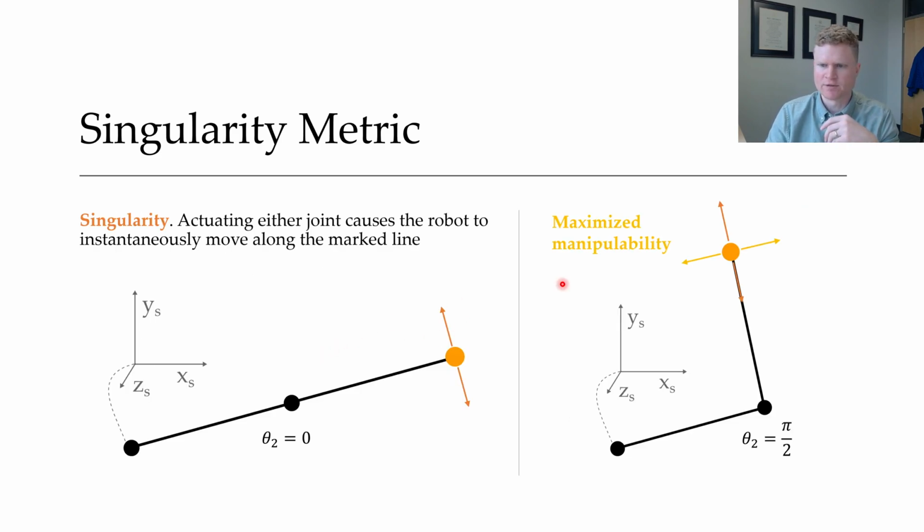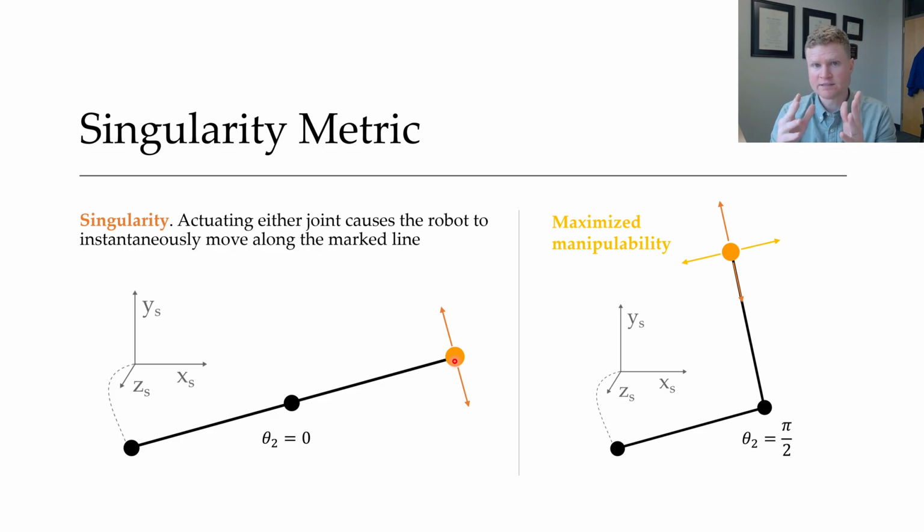I can visualize both of these extremes on this slide. Let's start off on the left. Here I've got my revolute robot, and for this specific position, theta 2 is equal to 0. If I actuate either my first or my second joint, it's very easy for my robot to move along this axis. But no matter what I do with either of these two joints, instantaneously my robot cannot move along this axis. And so my robot is at a singularity.